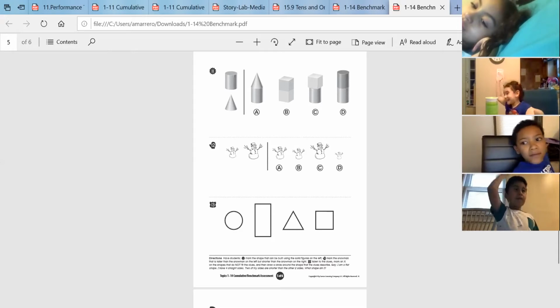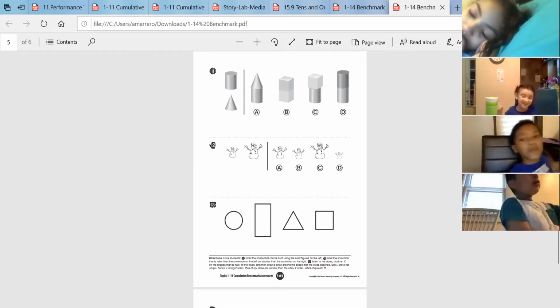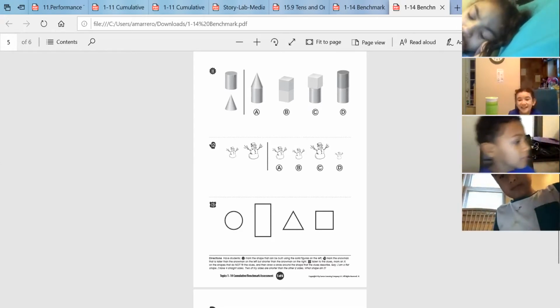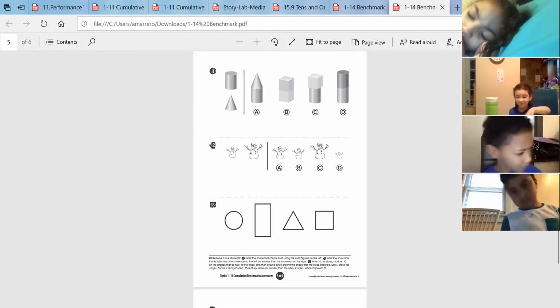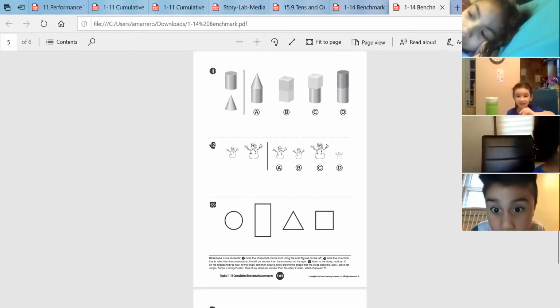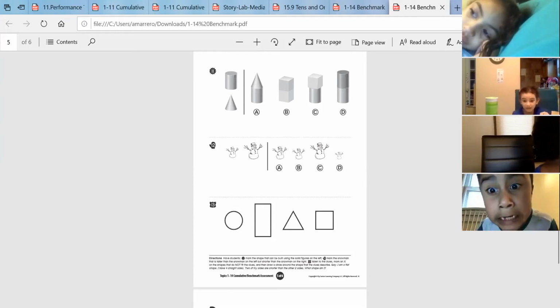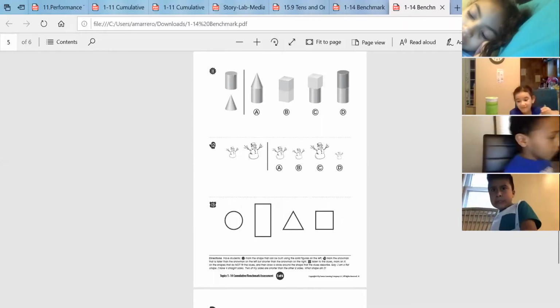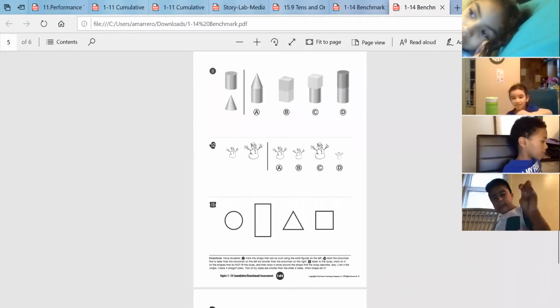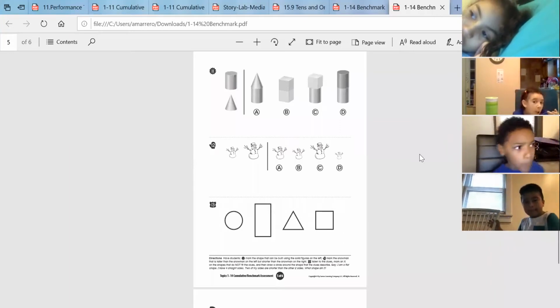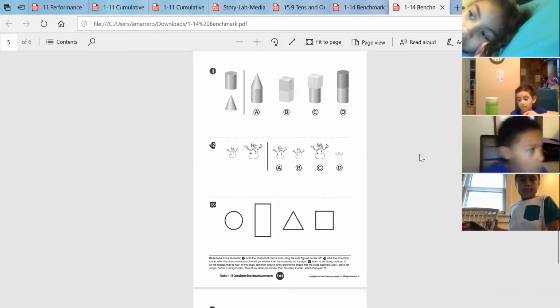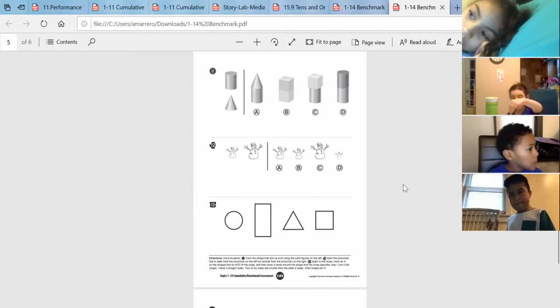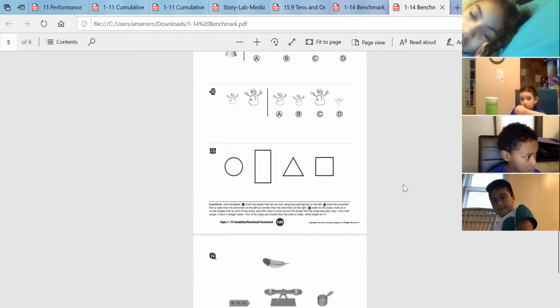Emilia? The rectangle. Why is it not the square? The square has 4 sides that are exactly the same length. Yep. A square has 4 equal sides. The riddle said that there were 2 longer sides and 2 shorter sides, so it had to be the rectangle.